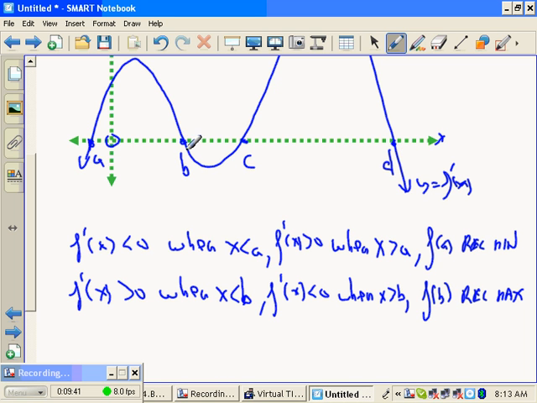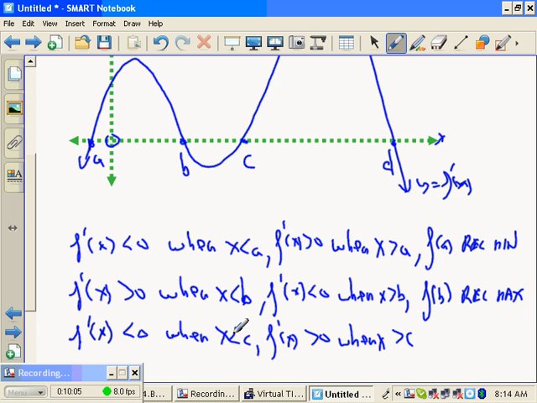Near b, not near c, near b, this is true. So what am I going to say about c? Well, f prime of x is less than 0 when x is less than c, and f prime of x is greater than 0 when x is greater than c. So it's decreasing, then it's increasing, and there's a horizontal tangent when f prime is 0. So f of c is going to be a what? Relative min.